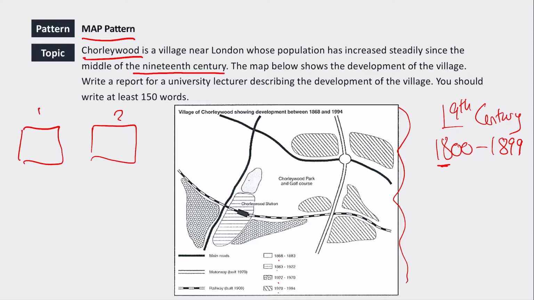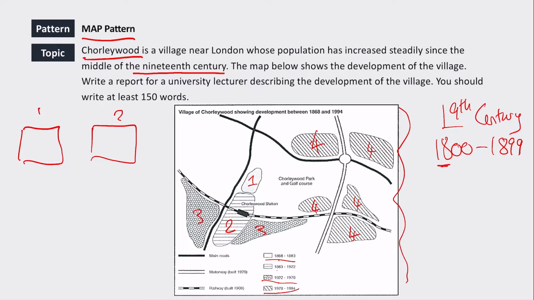So this is the first part of the village, okay? The 1868 to 1883. And then this is the second development of the village, okay? And then this is the third development, okay? And then finally, this was built all over here. Okay, so that's the first thing to get straight, okay?